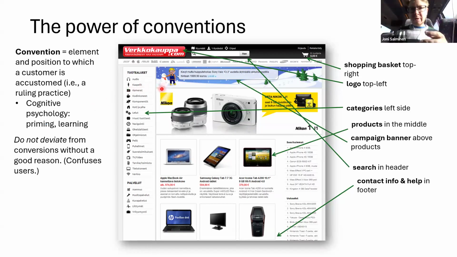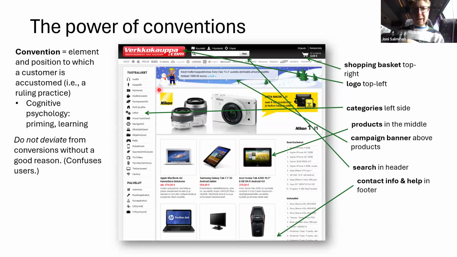So that's why in general, in your industry, if you have this kind of conventions of how things are organized, always follow them, because then someone else has already trained the audience to follow this pattern.